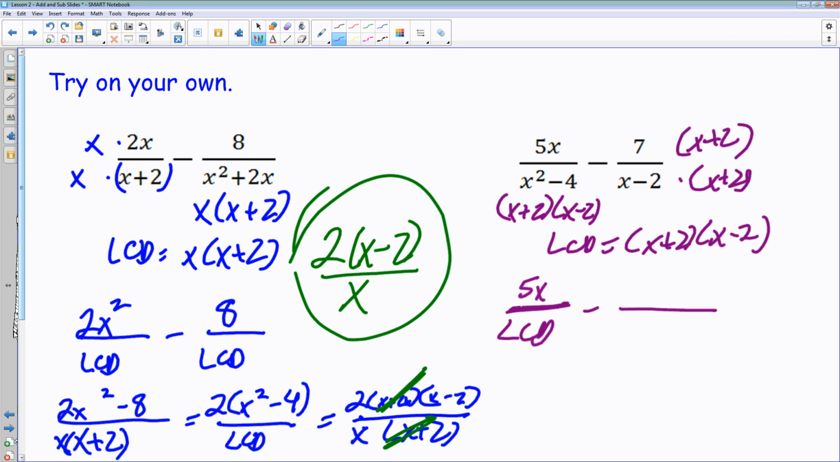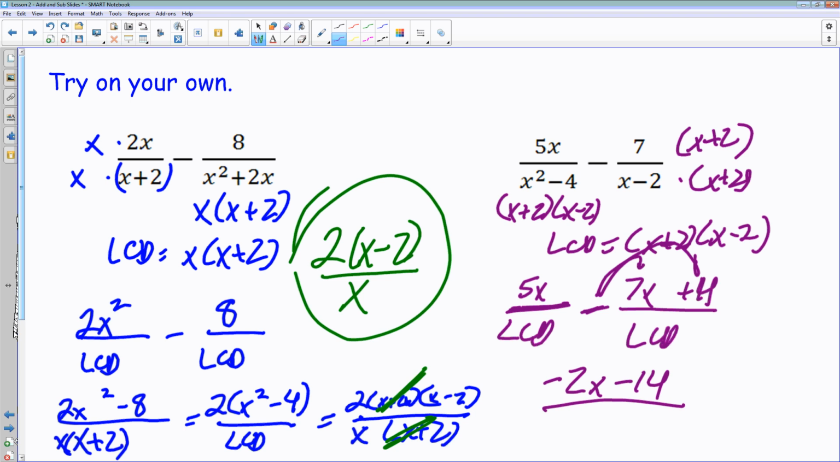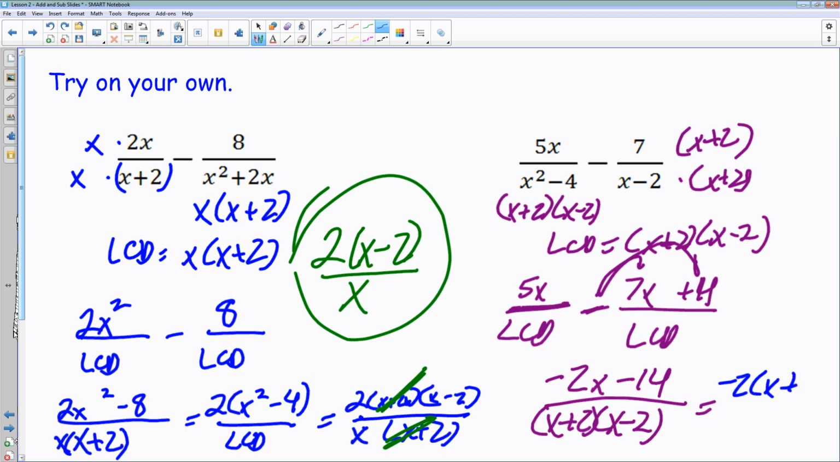So 7x plus 14. And then again over my LCD. So now I'm subtracting. Make sure you distribute that minus sign. So 5x minus 7x is negative 2x. And then nothing minus 14 is going to be minus 14 over my LCD, which is x plus 2, x minus 2. The only thing I can do there, I can factor out a negative 2, leaving me with x plus 7, but nothing crosses out. So again, either answer would be acceptable. And that is adding and subtracting rational expressions.